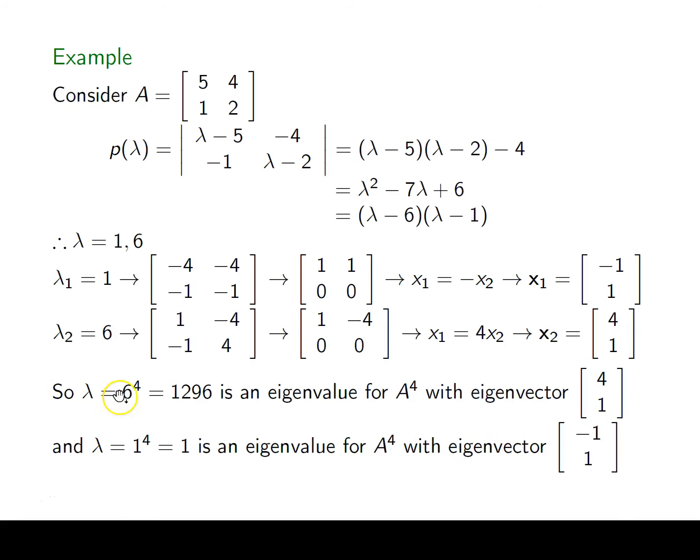If I take the second eigenvalue and raise it to the 4th power, that will also be an eigenvalue for my A matrix to the 4th power, and it's going to have the exact same eigenvector. Okay, and so that is our discussion of eigenvalues and eigenvectors. I hope this was helpful. I'll make a discussion board so you guys can ask any questions that you have regarding this topic. Thank you.